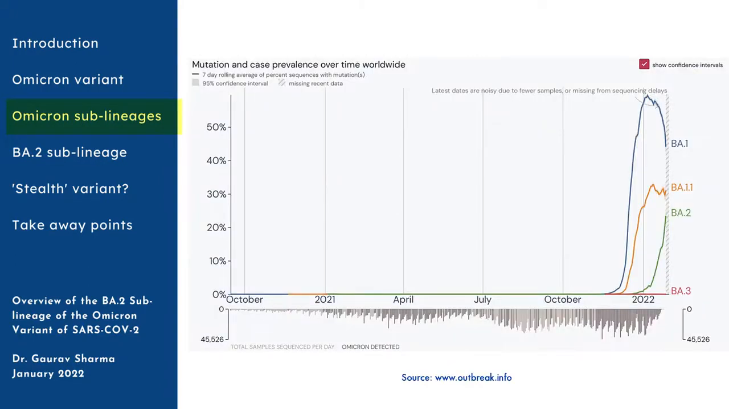The BA.2 sublineage arose at about the same time as the BA.1 sublineage. While the earliest cases of the BA.2 sublineage were detected in East Asia, it has now been detected worldwide. The BA.3 sublineage has not been widely reported.